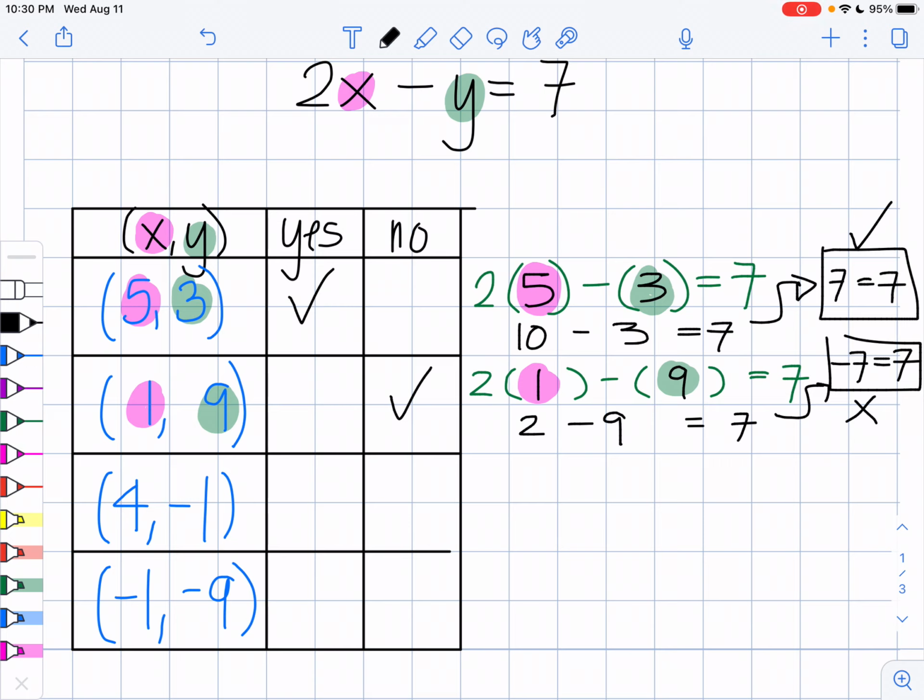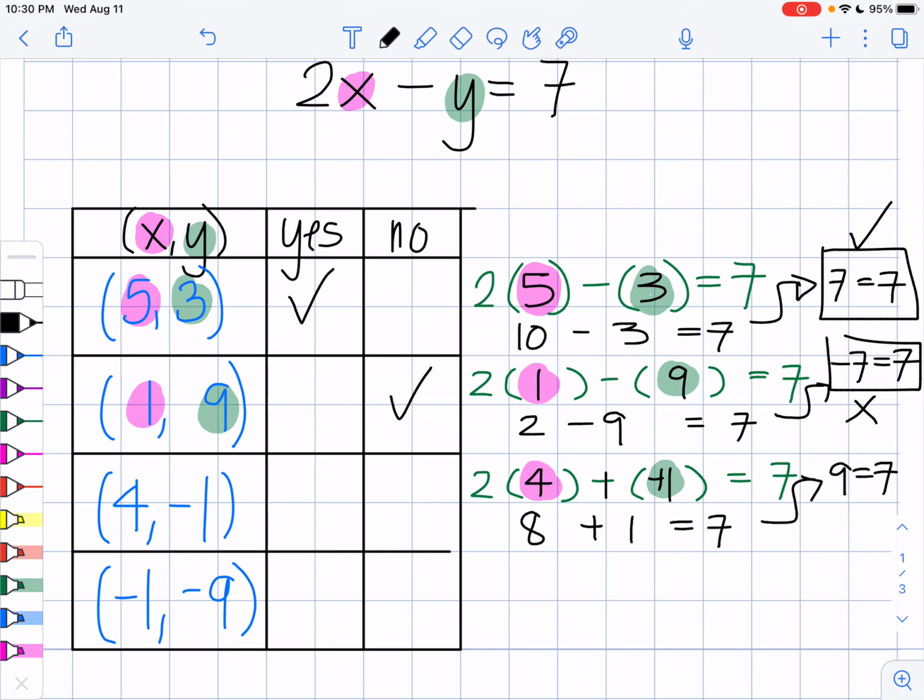Okay, let's try the next one. Set up my skeleton here. I have 2 times blank minus blank equals 7. I'm plugging in what is going here and what is going here. My x value, which is 4, and my y value, which is negative 1. Okay, 2 times 4 is 8. Minus a negative is the same as adding. So 8 plus 1, and 8 plus 1 is 9. Is 9 equal to 7? Nope, it is not. So it's not a solution.